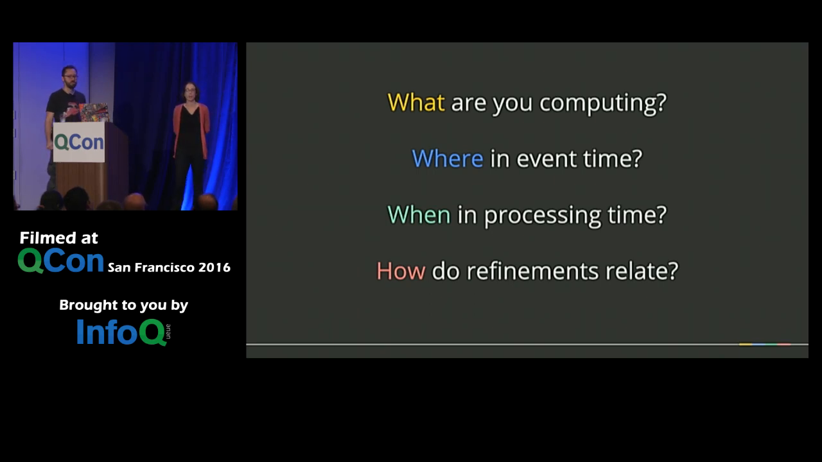And then finally, how do refinements relate? So if I choose to emit multiple results over time as more data arrives in the system and my results become more complete, do I want those different results to build on each other, or do I want them to be independent and distinct? So now we're going to dive into each question in a little more detail, and we're going to do it over the course of an example as we build a pipeline.